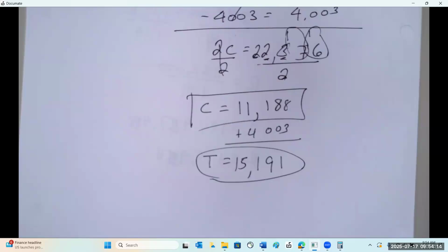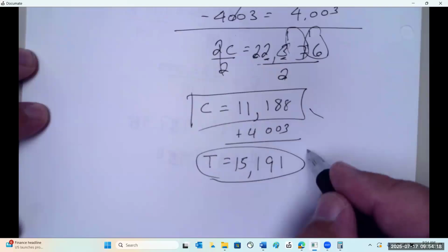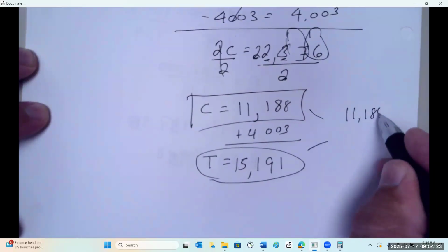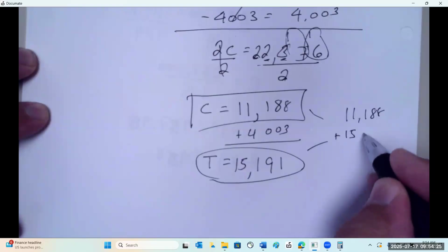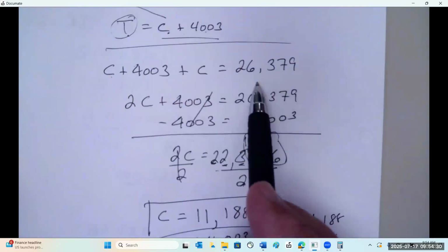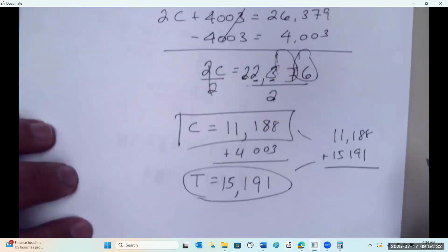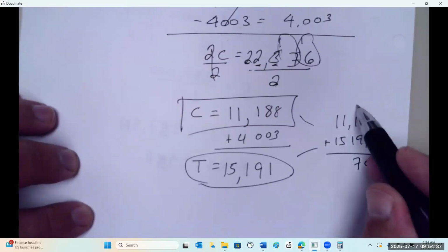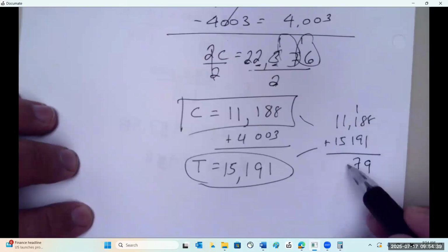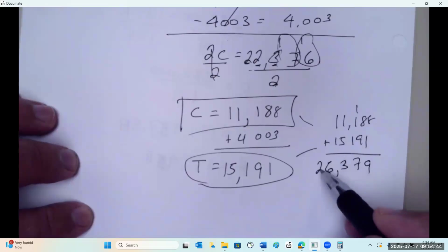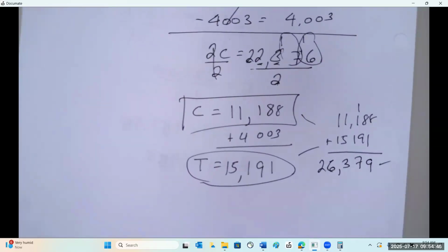How do we check that? Yeah, add them together. 11,188 plus 15,191. And together they should equal 26,379. 8 plus 1 is 9. 8 plus 9 is 17. Carry the 1. 1 plus 1 plus 1 is 3. 1 plus 5 is 6. Check.